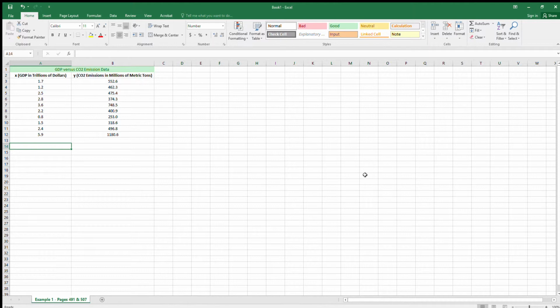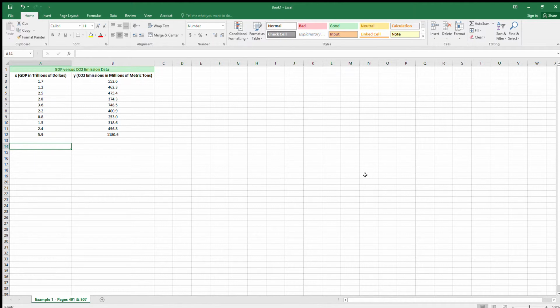In class, we looked at section 9.1 on correlation and 9.2 on linear regression. We did so by looking at example 1 on page 491, and that actually continues. Example 1 is continued on to page 507 in section 9.2.